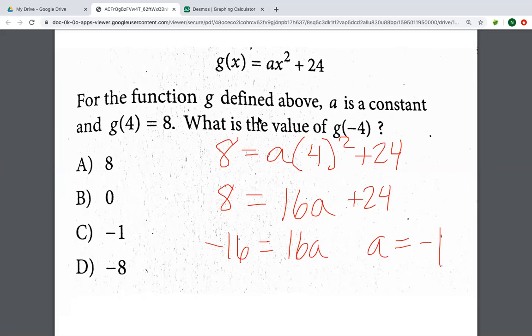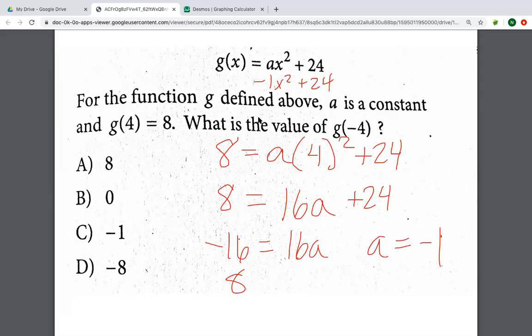Okay, so then we go back and we plug it into our equation, negative 1x squared plus 24. And then we plug in negative 4, in which case we end up getting 8. Right, because it's negative 16 plus 24, right? Yes. So you end up getting 8 again.